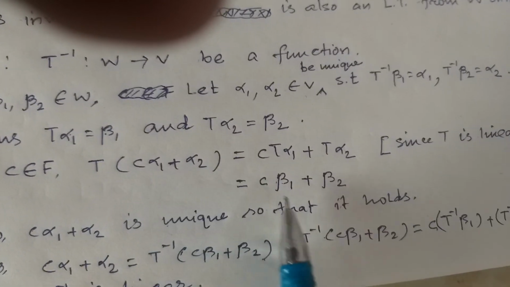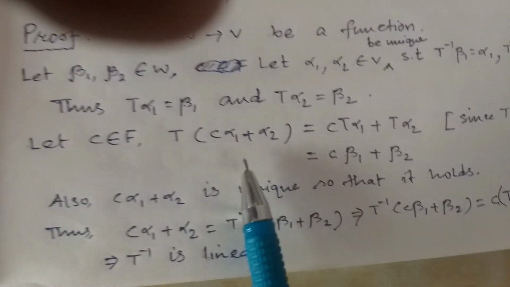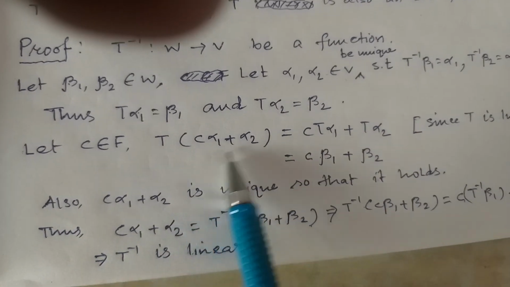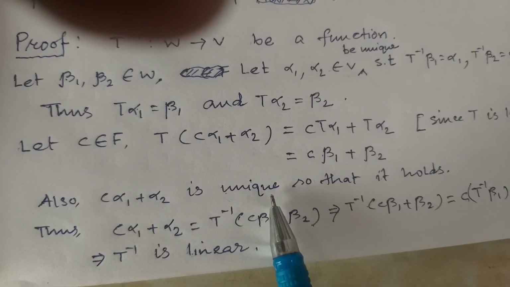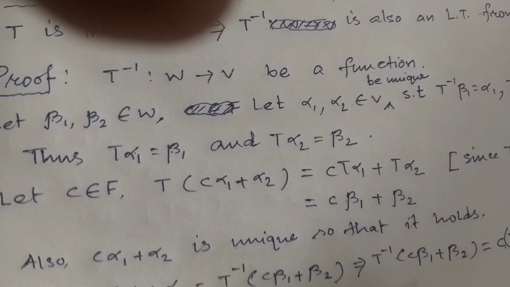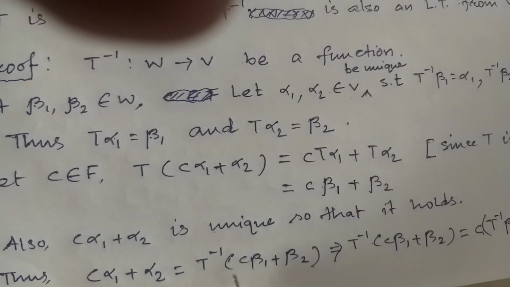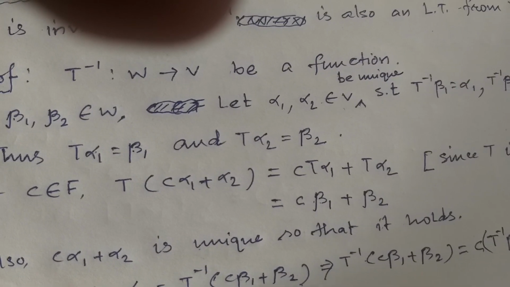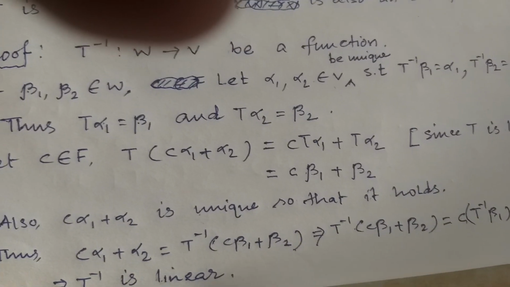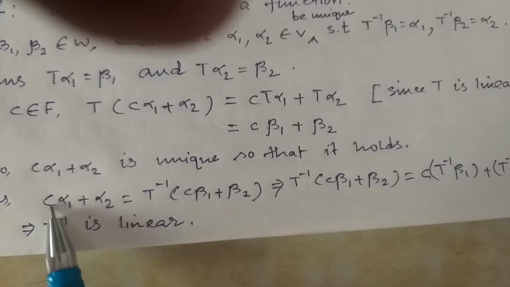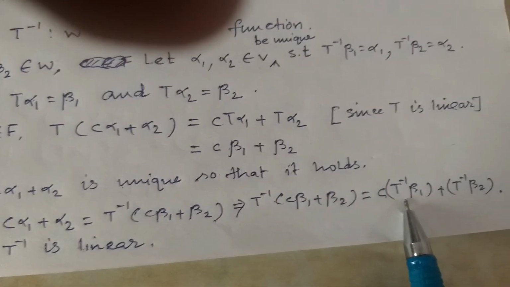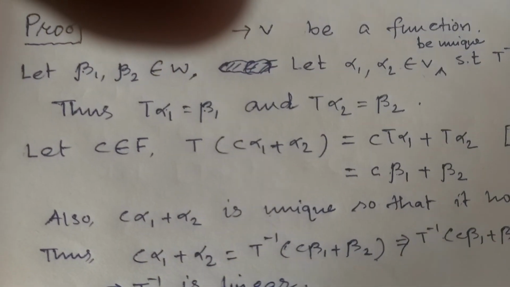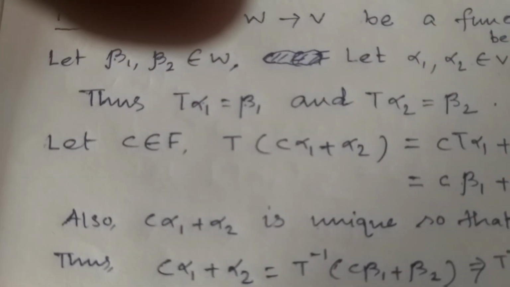That means T inverse of this quantity equals C alpha 1 plus alpha 2. Also this C alpha 1 plus alpha 2 is unique, so it holds. Therefore T inverse of C beta 1 plus beta 2 equals C alpha 1 plus alpha 2, that is, C T inverse beta 1 plus T inverse of beta 2. Therefore T inverse is a linear transformation. That's all for today.